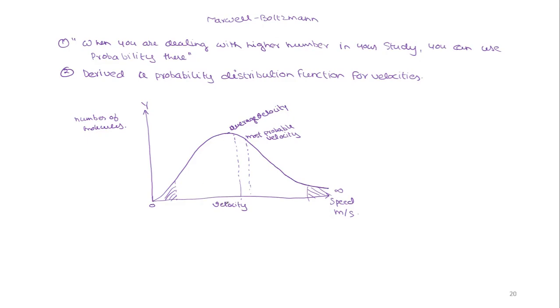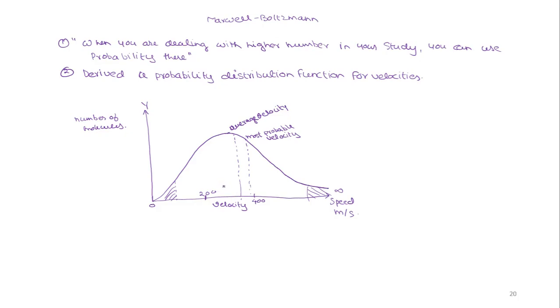Say you are interested in finding out the number of particles with some velocity range. The area under the curve will enable you to do that. For example, if you are interested in finding out how many particles in my system have a velocity in a range of say 200 meter per second to 400 meter per second in my Maxwell Boltzmann velocity distribution.